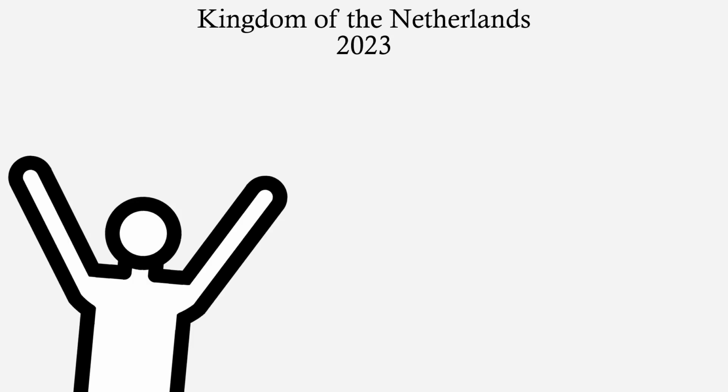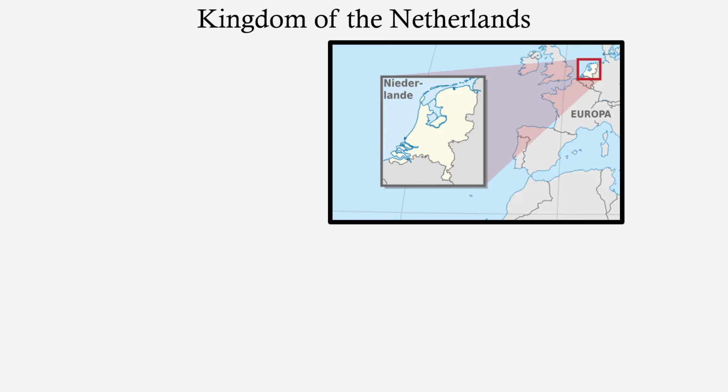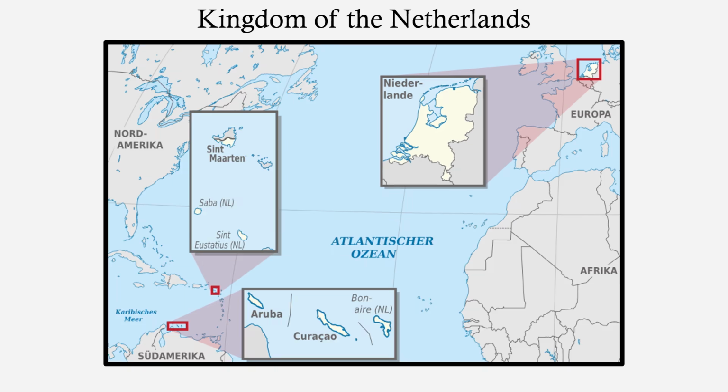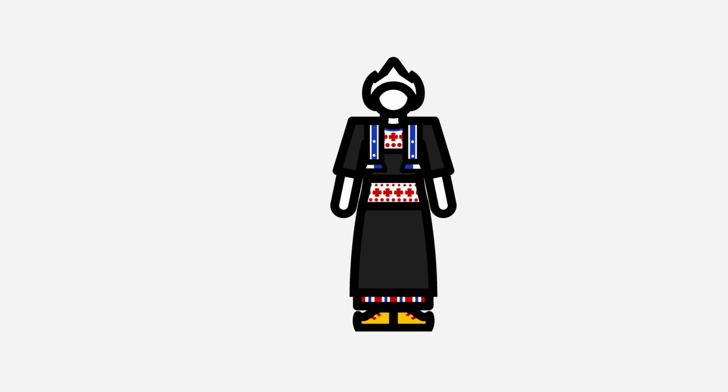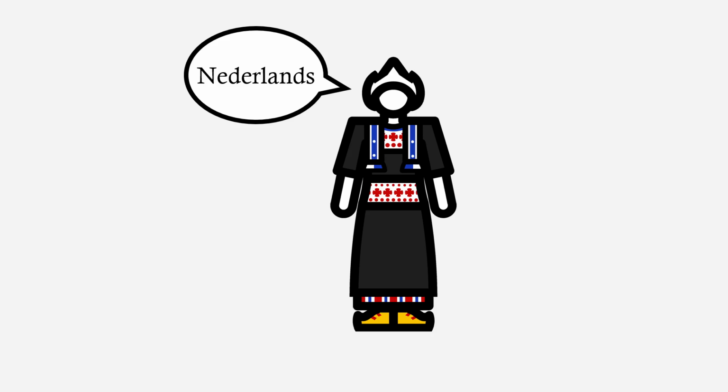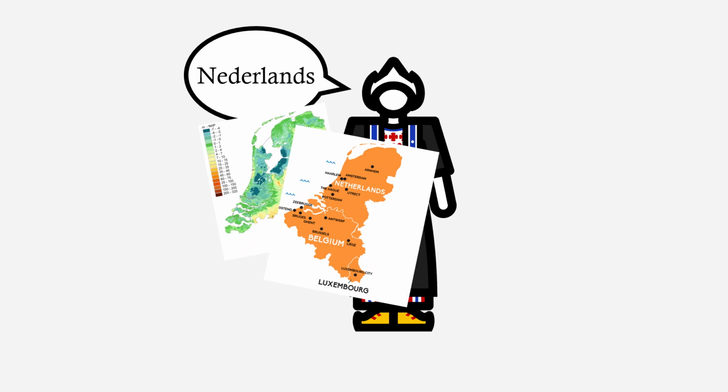And the Kingdom of the Netherlands still exists. And it's not the same as the Netherlands. In fact, the Netherlands is one of the 4 countries within the Kingdom of the Netherlands, the others being Sint Maarten, Aruba, and Curaçao. In Dutch, the word for Dutch is Nederlands. It's directly related to the name for the country and the region, etc.